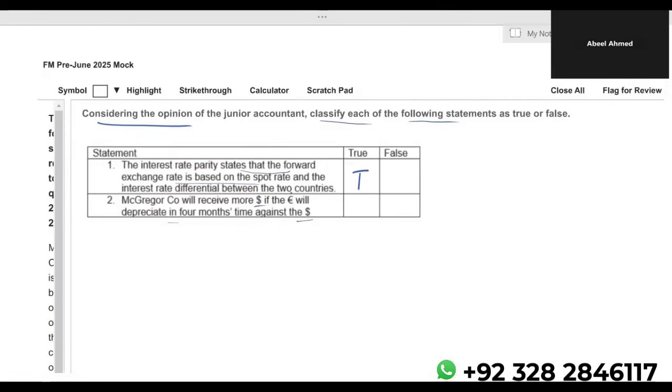As we have already discussed, in case of export, if your local currency becomes stronger, strengthened day by day, then on export you will be having exchange loss rather than gain. So you will not be getting more dollars, you will be getting less dollars because your dollar is becoming stronger against the euro. So obviously, when I'm going to convert euros into dollars in the future, I'll get less dollars. So the second one is false.